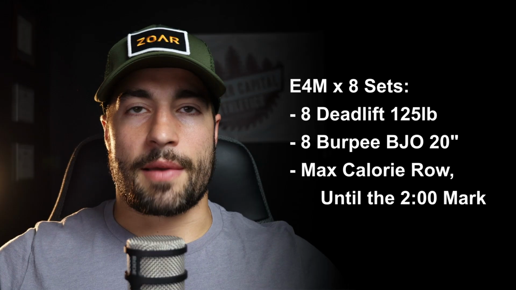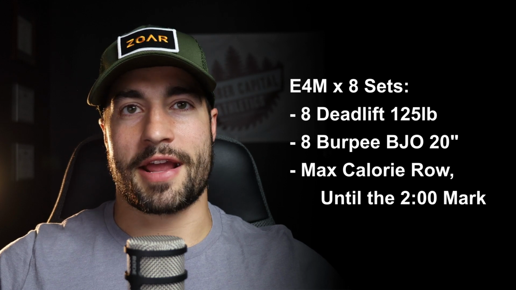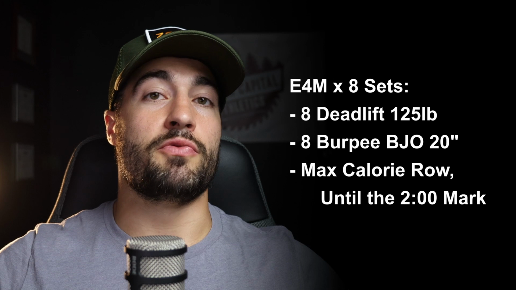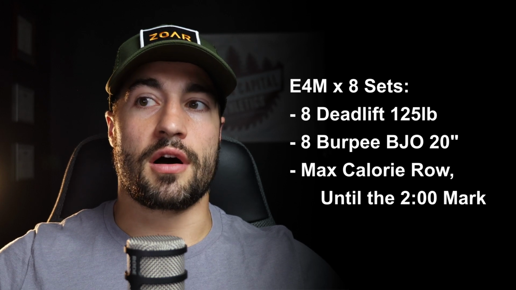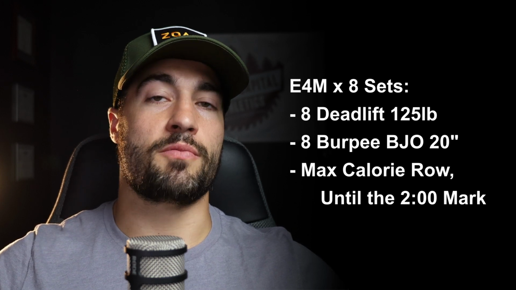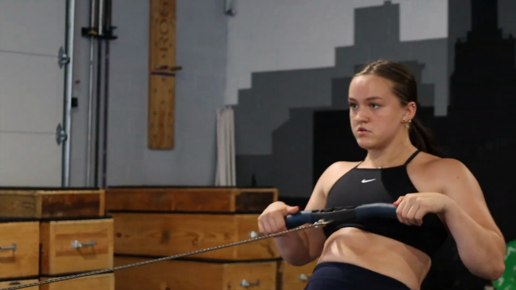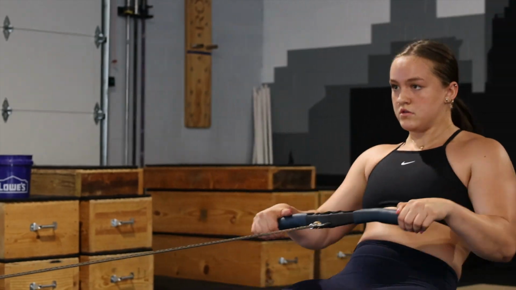So here's an example of what we could do. Every 4 minutes for 8 sets, you're doing 8 deadlifts, 8 burpee box jump overs, and then you'll do max calories on the rower until the 2-minute mark. So again, it would be 2 minutes on, 2 minutes off. So in this case, you're going to have a score, and that score is the number of calories that you're getting on the rower for each one of those sets.